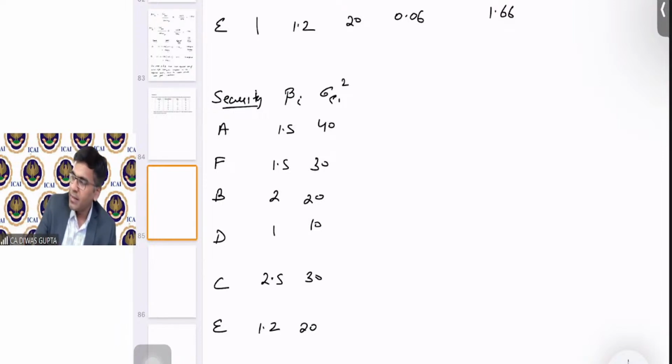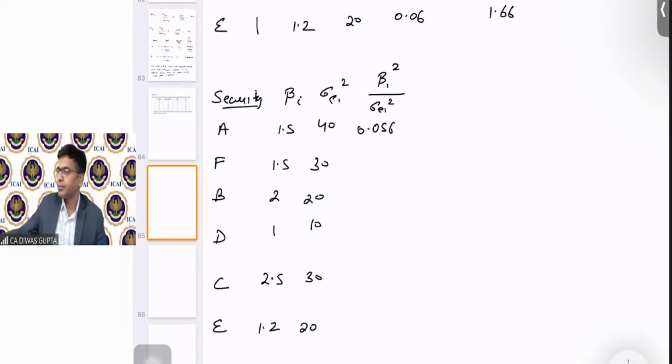Now, the next step is we have to calculate beta squared divided by residual variance square. This we have to calculate, which is 1.5 into 1.5 divided by 40, which is 0.056. Then the next one is 1.5 into 1.5 divided by 30. So square of beta divided by the variance is 0.075.